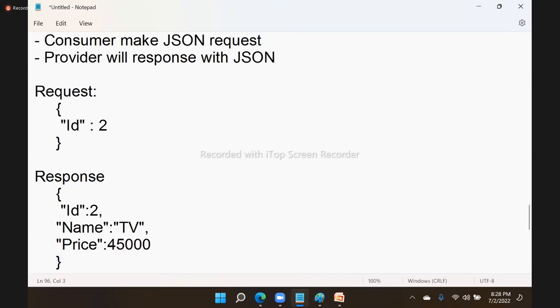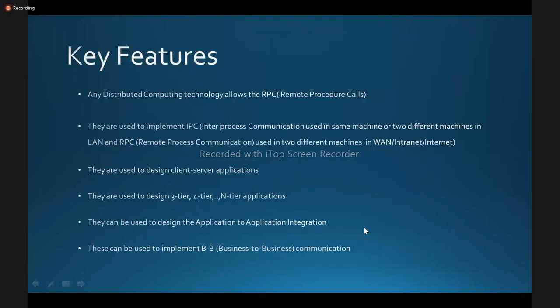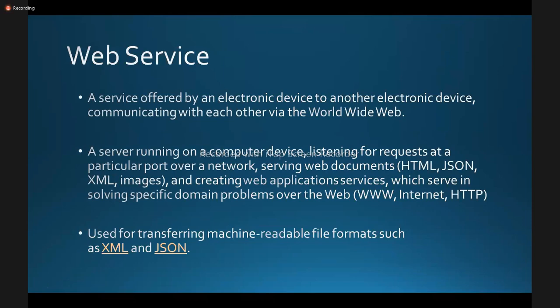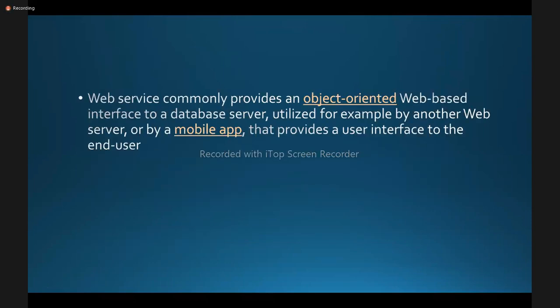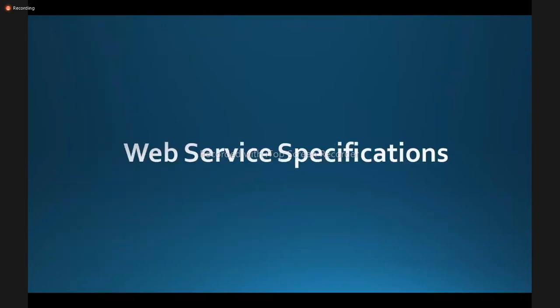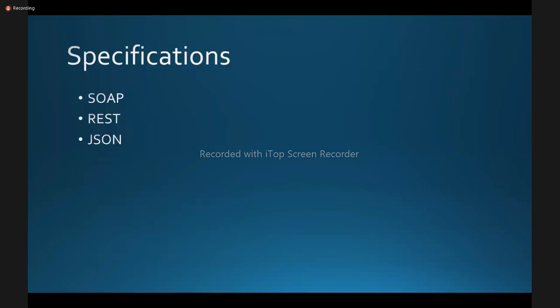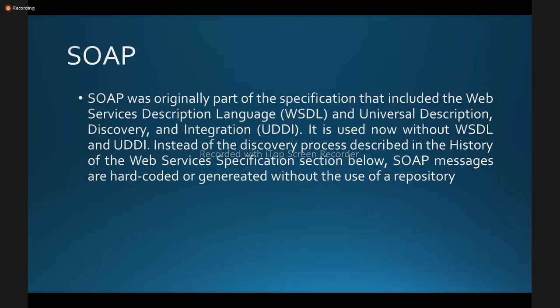So we have SOAP, we have REST, and we have JSON. These are the web service specifications. You see, these are not all required for you. These are the specifications: SOAP, REST, and JSON. In SOAP, Service Oriented Architecture Protocol, it actually uses languages like WSDL and UDDI.